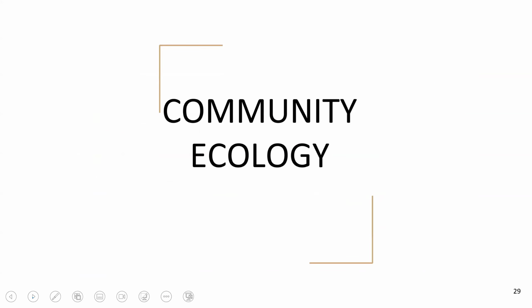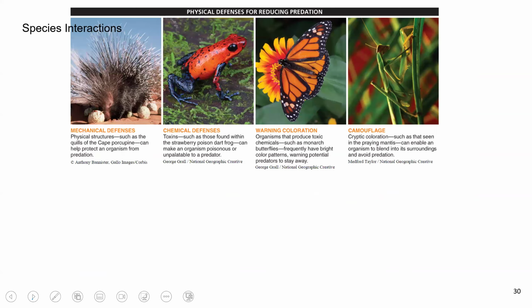All right, then we moved on to community ecology, and we started off with looking at species interactions. So we had defense mechanisms, we had mechanical, quills, anything you've got, an armadillo and its plates, chemical defense, where we've got toxins, the dart frog, coloration, let's talk about that in a little bit more detail next, and camouflage. So those are all ways that species try to defend themselves.